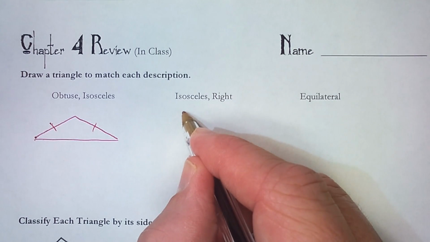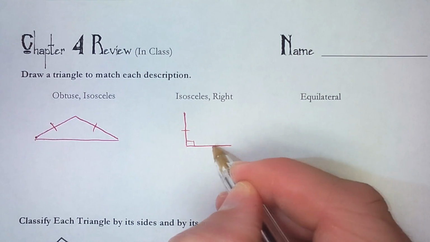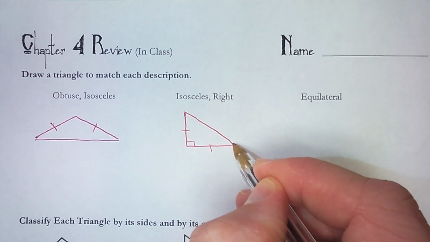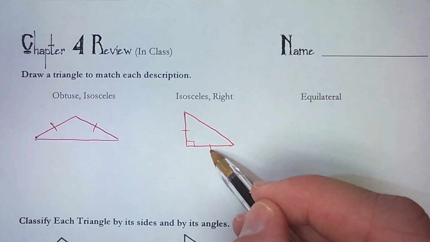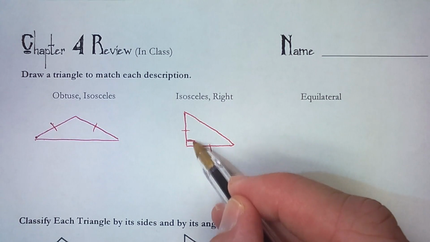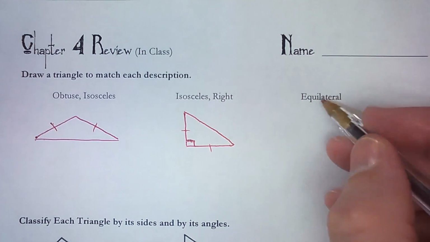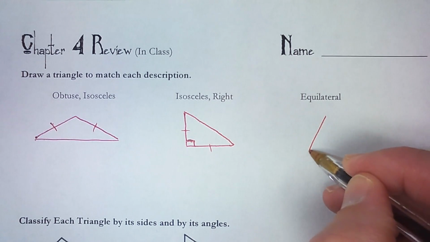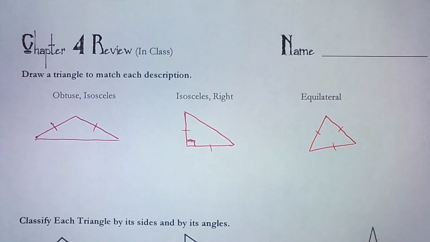Isosceles and right, so 2 sides of the same length and a right angle. Okay, so the legs of this right triangle are congruent. It's got that right angle right there. That makes it isosceles and right. And then one that is equilateral. So that means all 3 sides are the same length.